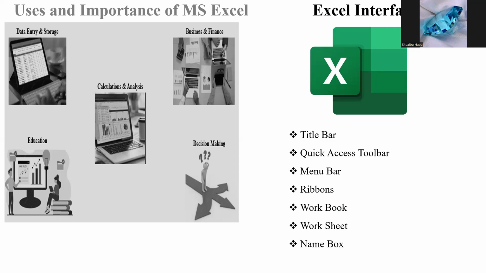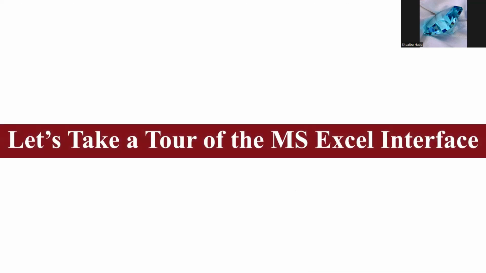So we have the name box. The name box is just like an address to your cell. Maybe when I open the interface now, I will show you the name box as well as the formula bar. So these are the interface parts we are going to discuss. I will take you to the interface now.